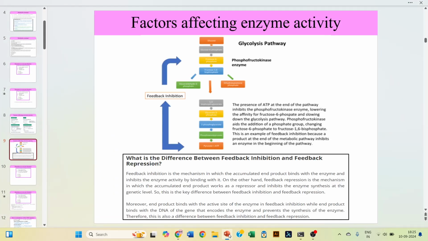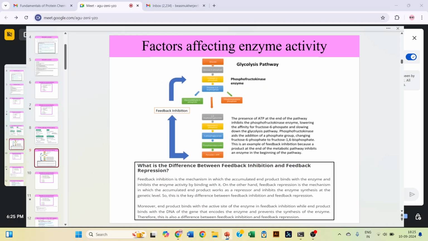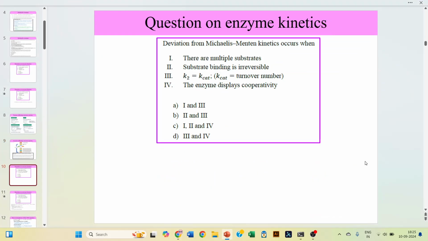So these are the different ways in which you can regulate an enzyme's activity. Okay, besides allosteric regulation, there is also product or feedback inhibition. There is also feedback repression, in which the gene coding for that particular enzyme is completely repressed by the product. Okay, right. So we'll move on to the next question.